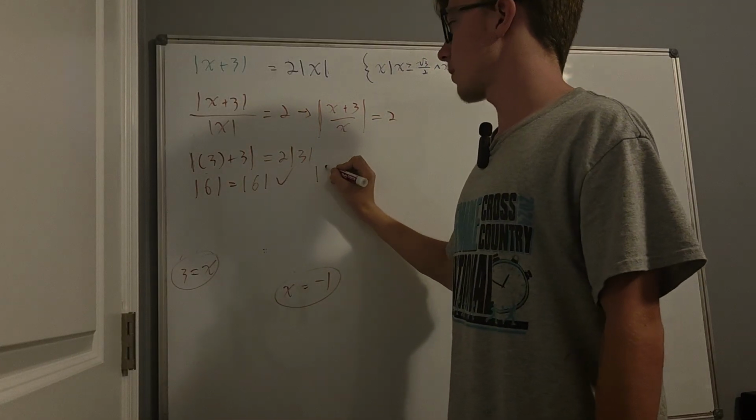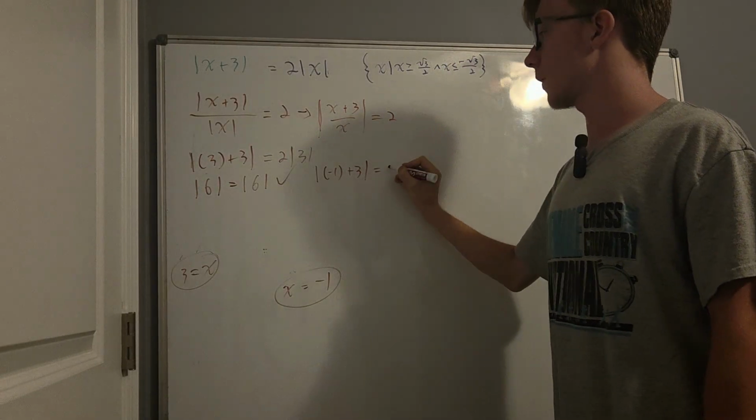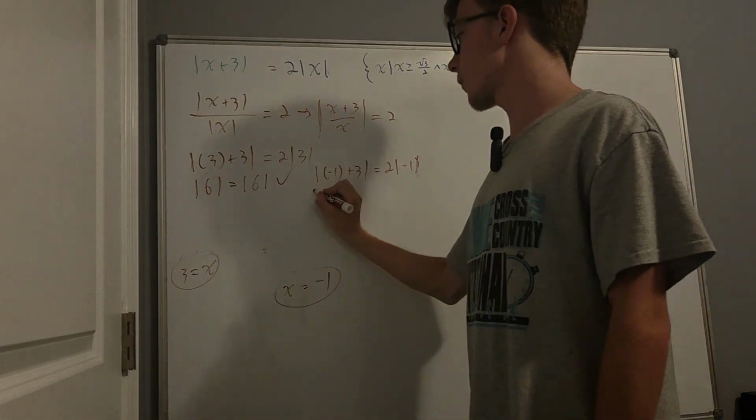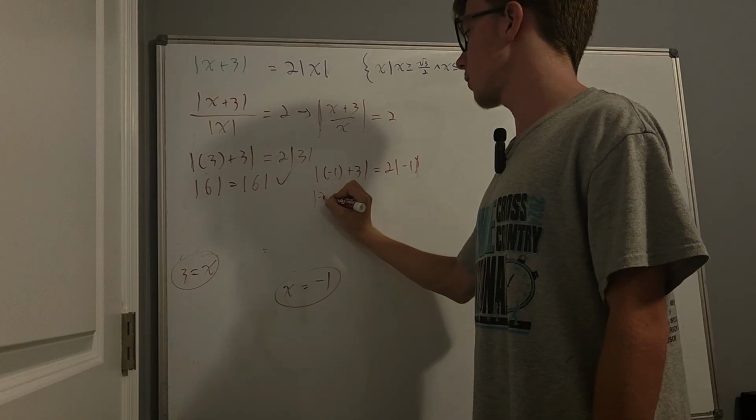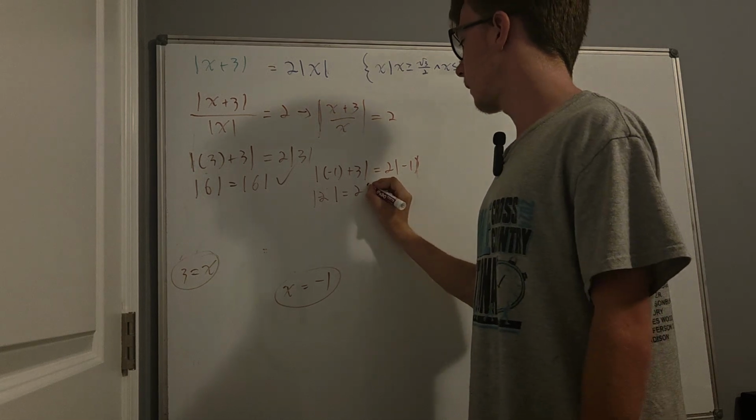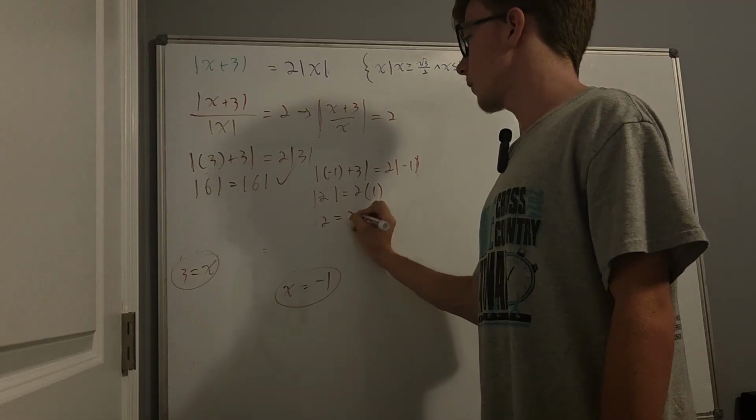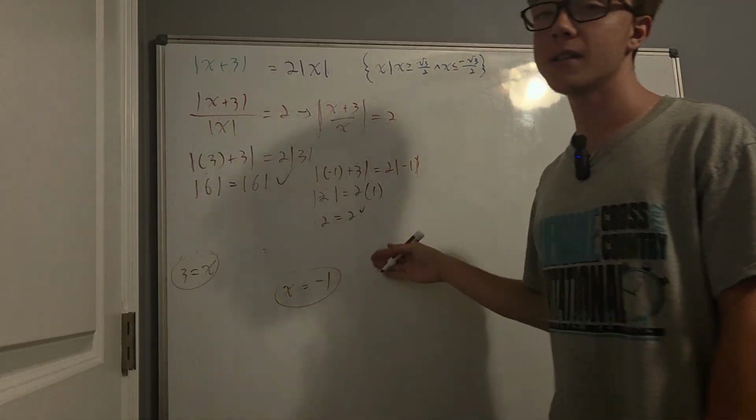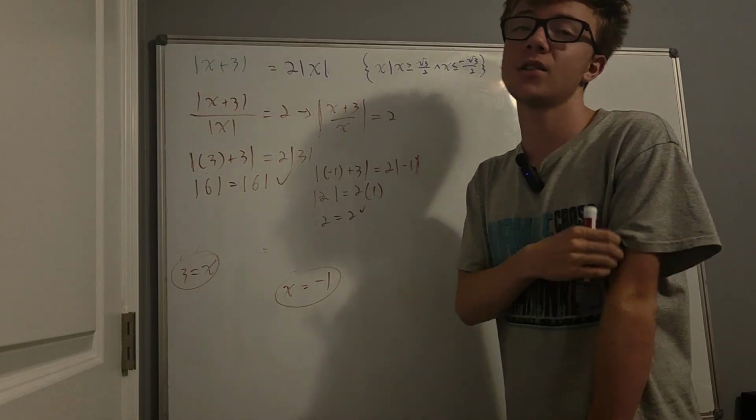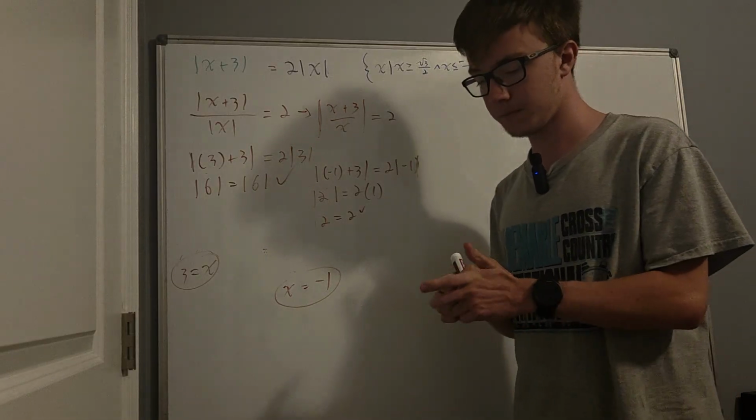So here we got absolute value of -1 plus 3 should equal 2 times the absolute value of -1. Whoa. -1 plus 3 is equal to positive 2, so the absolute value of 2 is 2. The absolute value of -1 is just positive 1, and 2 times 1 is 2. 2 is equal to 2. That works. So both of these solutions work. So now we know what we're working around. And these are going to be some of our points that we're going to compare with.